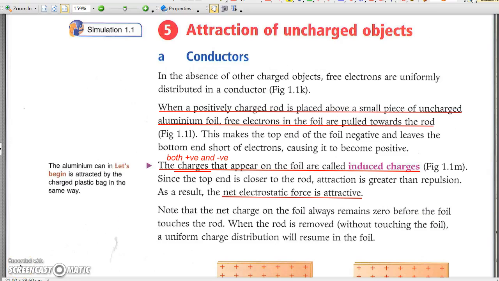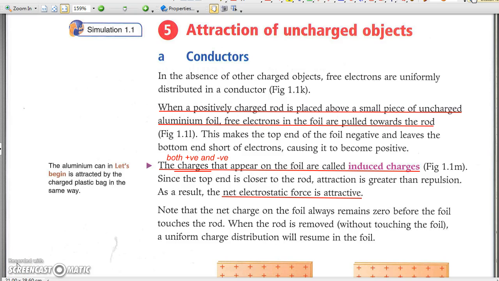Part 5. Attraction of uncharged objects. Like charges repel, unlike charges attract. But we have also learned from our experience that charged objects also attract uncharged objects.